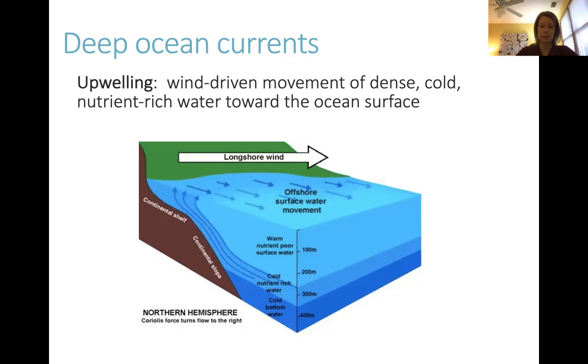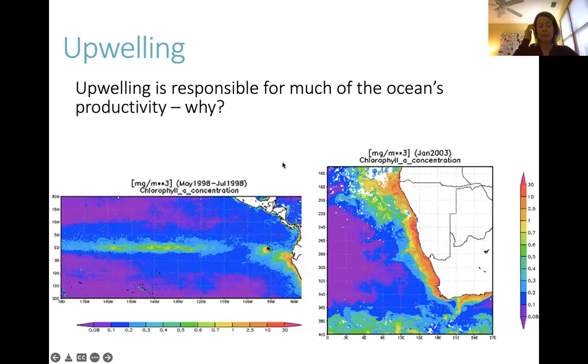And upwelling is responsible for a lot of the productivity that we see along certain edges of continents. A lot of the ocean productivity, and not even just along the edges of continents, you can see out here there's a lot of productivity, is happening because of upwelling.